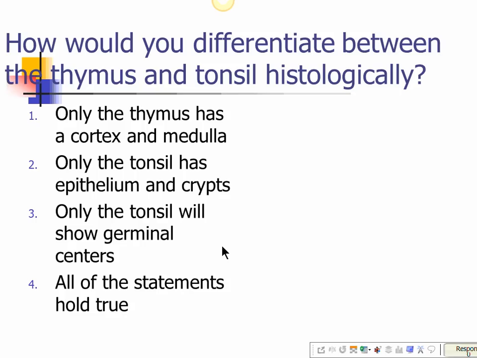Okay, now you did thymus initially and now you've done tonsil. So if you were to differentiate them histologically, which of these answers would hold true?